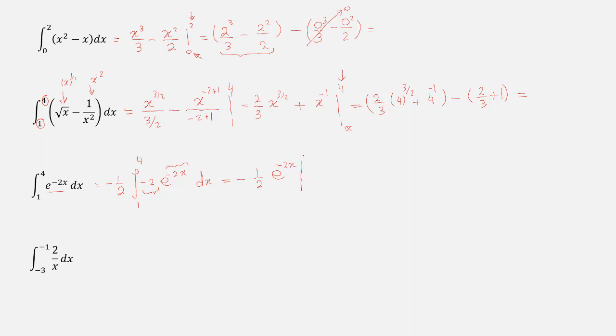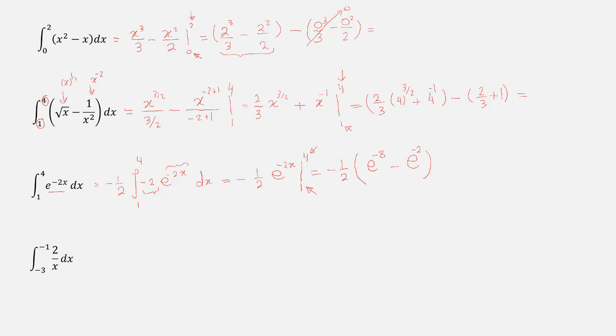The integral from 1 to 4 equals: we first substitute with 4 and then subtract the substitution with 1. So minus one half e raised to minus 2 multiplied by 4, which is minus 8, minus e raised to minus 2 multiplied by 1, which is minus 2.